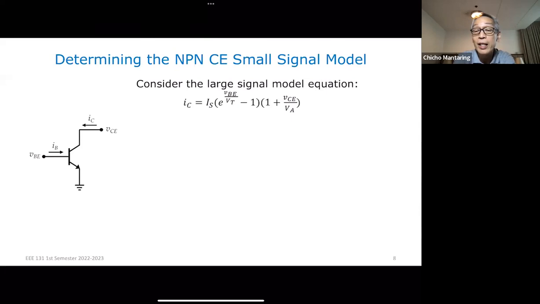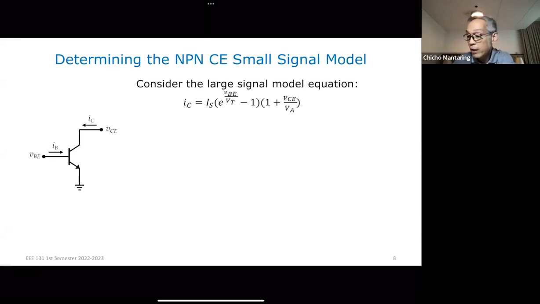Gumamit siya ng Taylor series expansion. What I'm going to do in deriving the small signal model is going to be a little bit more intuitive. It's not going to be as mathematically rigorous. No, my objective is just to give you more of a feel for why the small signal parameters that we're going to derive are valid. Okay, but again, if you want a more rigorous explanation, please listen to the recorded lecture of Professor De Leon. No, I think it's a very good lecture.